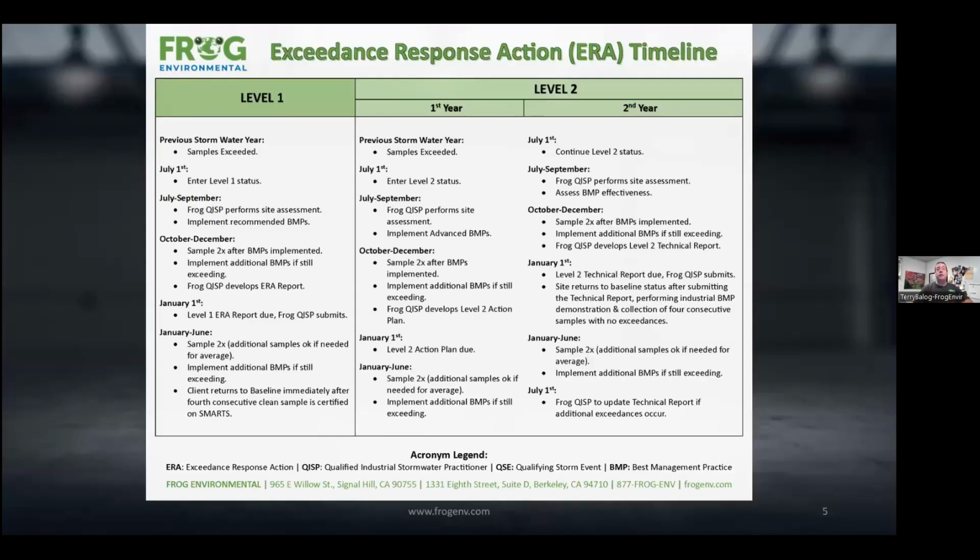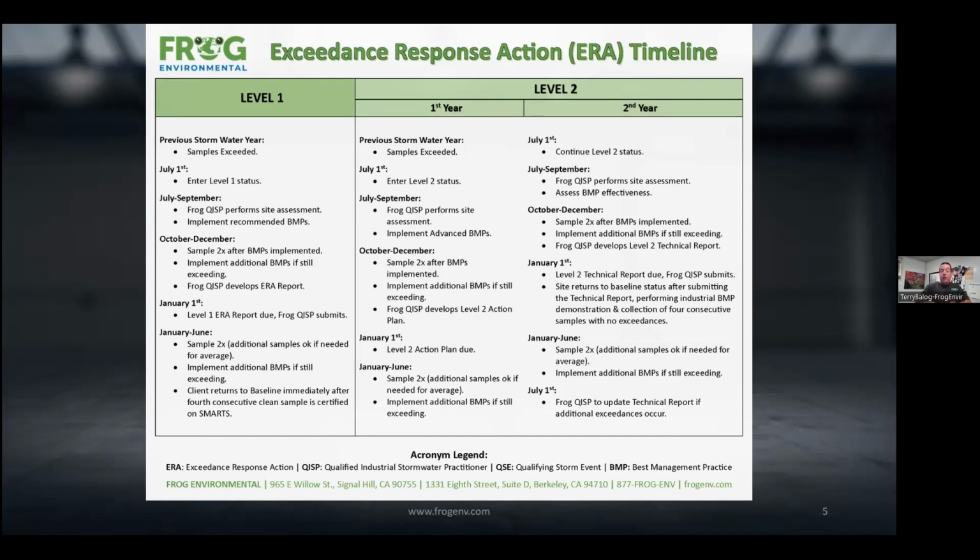There's a lot of information on this table. This is kind of the timeline. I think it's most important to point out that whether you are level 1 or level 2, July 1st, you enter your level 1 or your level 2 status. But it's real important that in that first quarter, from July to September, you decide what BMPs you're going to implement, and you implement those BMPs so that for the second quarter, when we start sampling, we're ready.